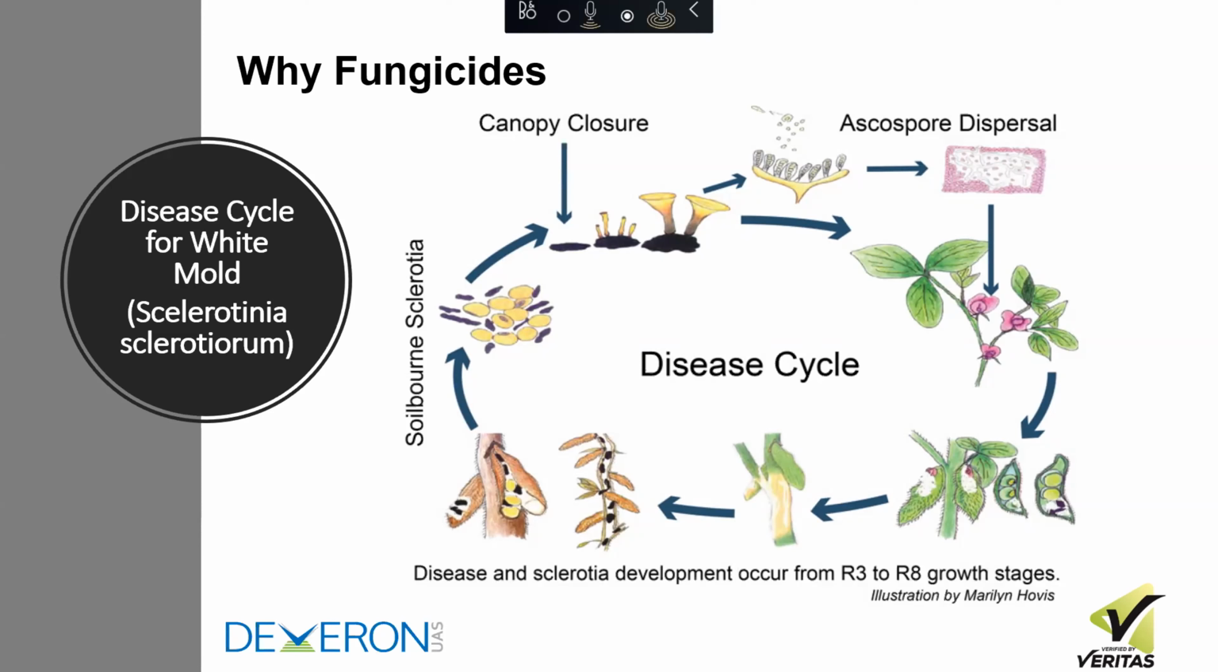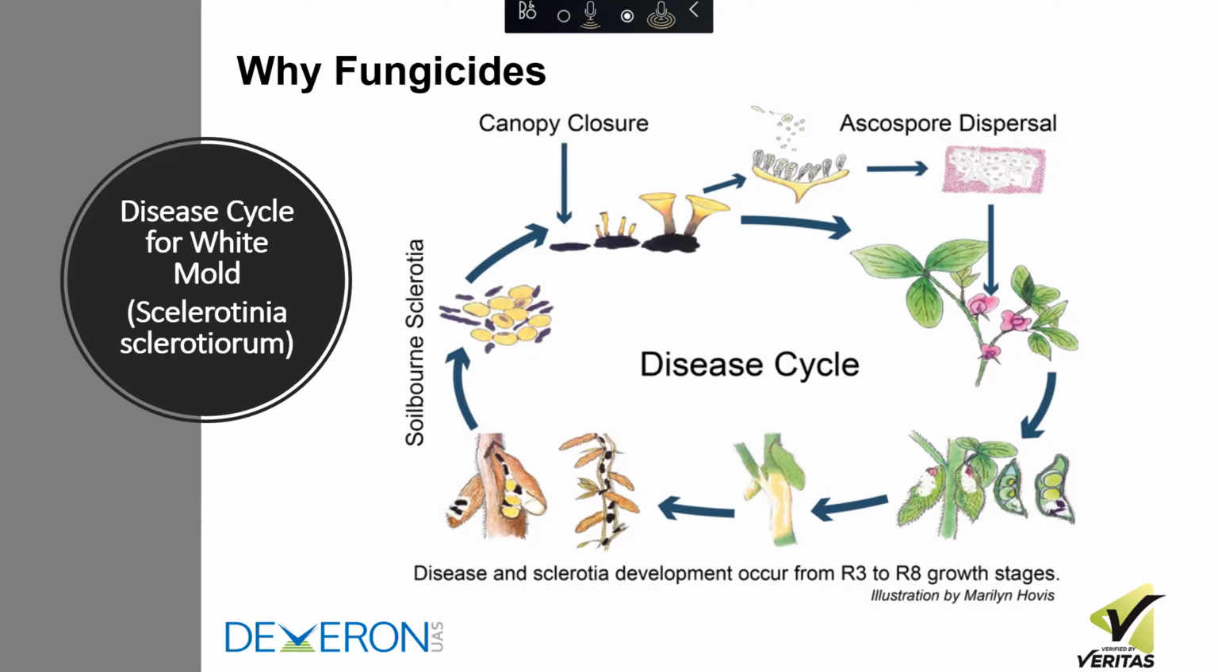The reason that's important is in the rest of that canopy, you have plant material that's starting to decay. So in the case of edible beans and soybeans, that's the flowers. And so it lands on that and then starts to cause infection, and that's what actually will take the plant down. So this is this particular disease cycle.